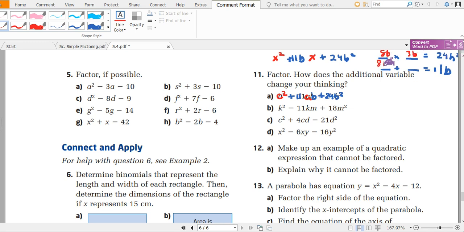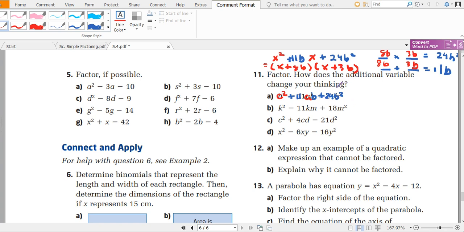Because 8 times 3 is 24, b times b is b squared. Let's see if this satisfies the other condition, 8b and 3b. 8b plus 3b is 11b, and we're done. So this would just be x plus 8b, and then x plus 3b. And I'm done. If you wanted to check too, you can expand that out, and you end up with what you started off with.